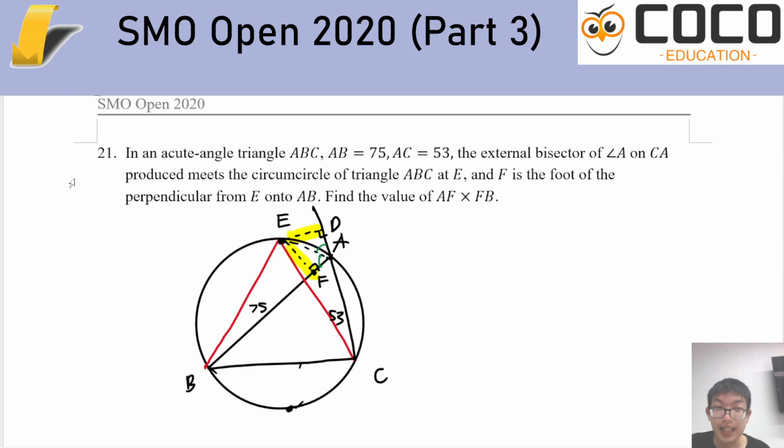So, having constructed that, I have to do something useful with it quickly, otherwise all I've done is just add one more alphabet in a useless place. So, well, first of all, I am aware that in AF times FB, my AF is now equal to AD, so I have sort of got another value.